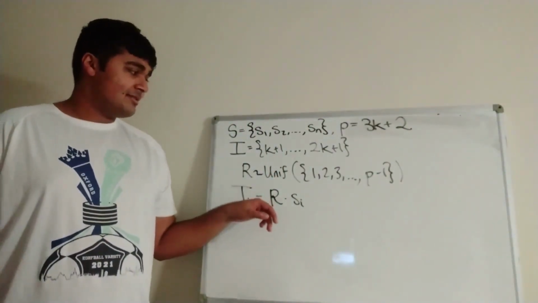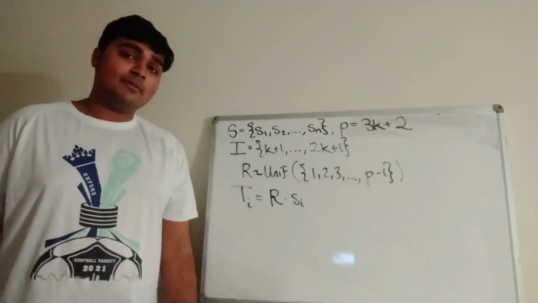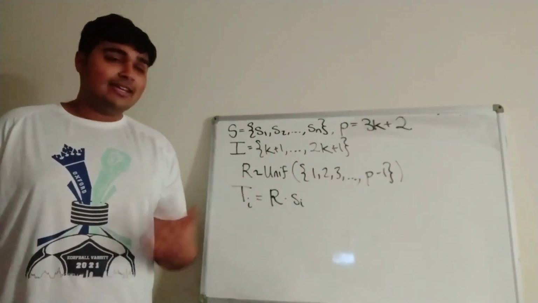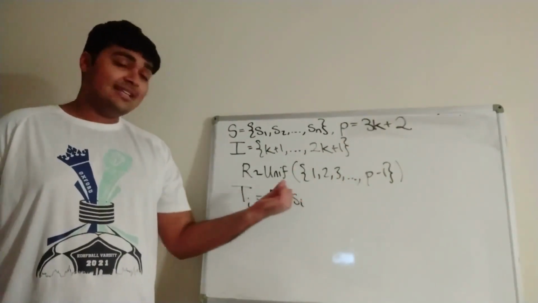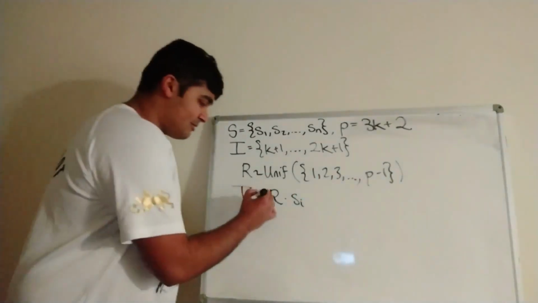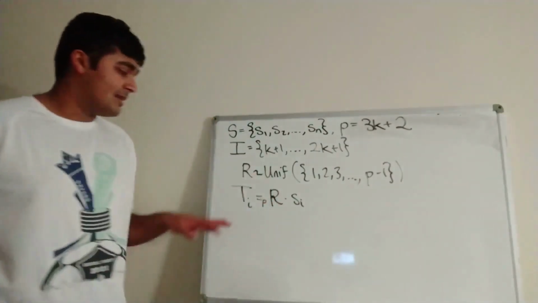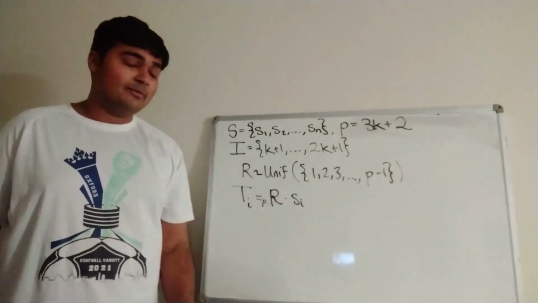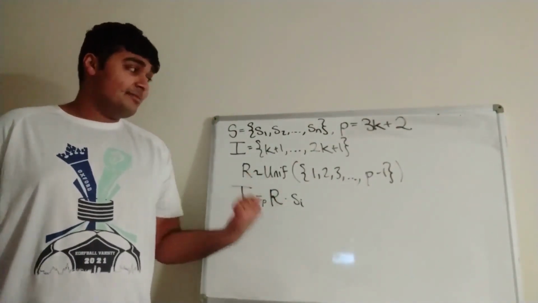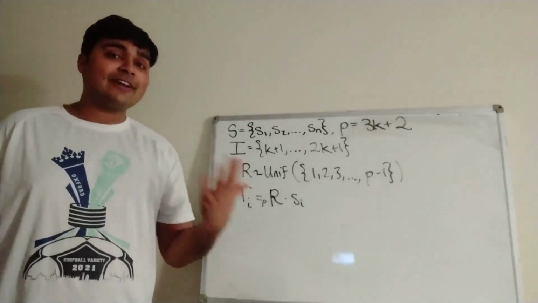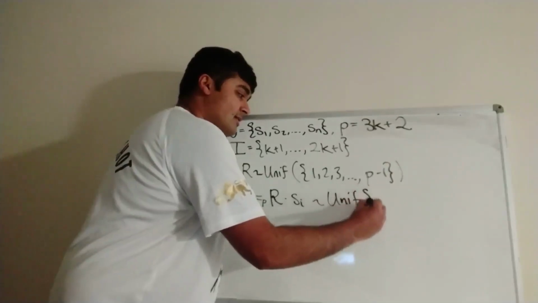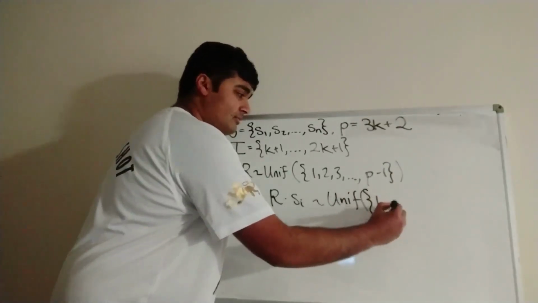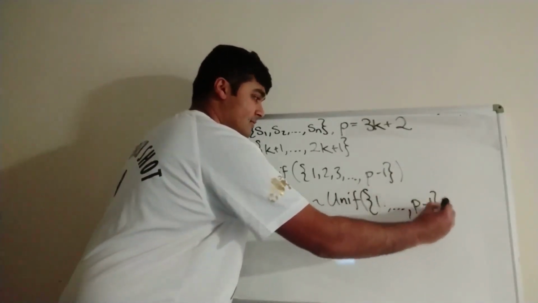So because r is a random variable on 1 up to p minus 1, and s_i is between 1 and p minus 1, when I do this times this, and look at this mod p, perhaps I'll just put a little p here, because we want t_i to be between 1 and p minus 1, t_i is certainly going to be between 1 and p minus 1, but in fact it's going to be a uniform random variable in 1 all the way up to p minus 1.